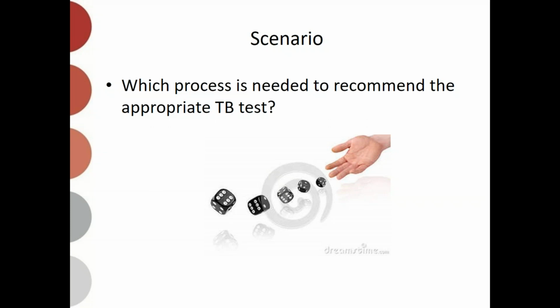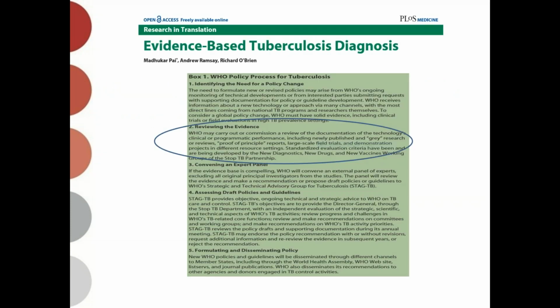I'll give an example of one of the processes. This is an example that the WHO uses. This is the WHO policy process for tuberculosis, where evidence is normally reviewed from the time of identifying a policy change to ultimately formulating and disseminating the policy. Part of reviewing the evidence also considers the risk of bias presented in the evidence, and this guides in presenting the recommendations as either strong or conditional and so forth.